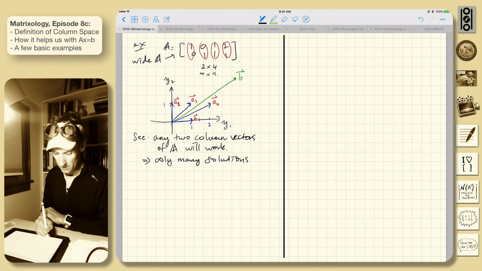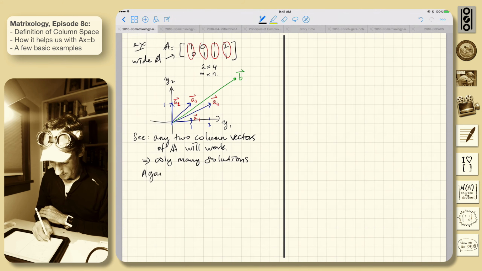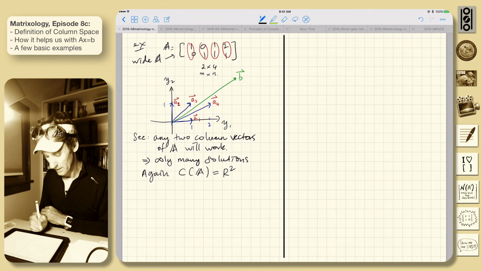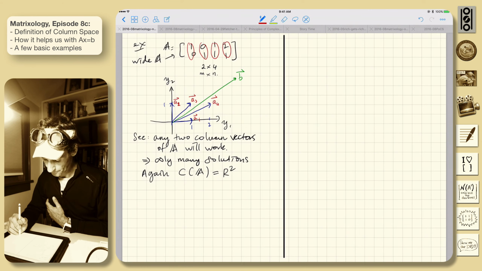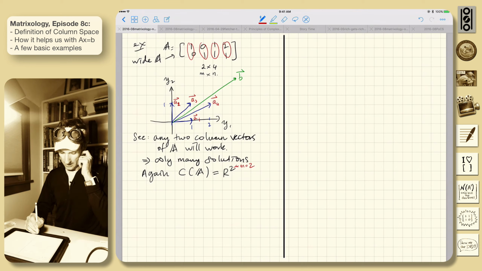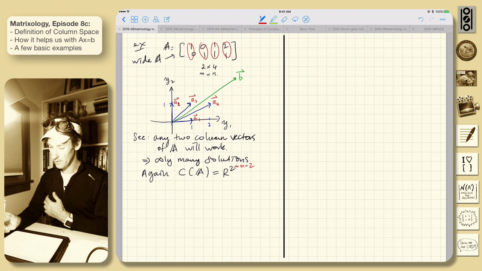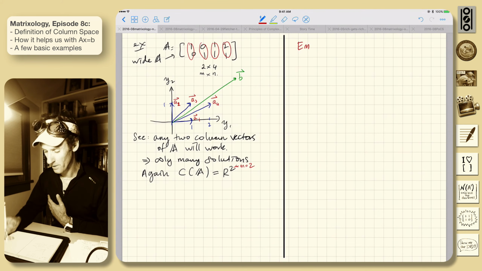This will be more clear soon, but again, we have a situation where the column space of A is equal to R2, right? The ambient space. So this is M. This M equals 2. So the picture that's starting to emerge will fill in with this big picture we're trying to get to.